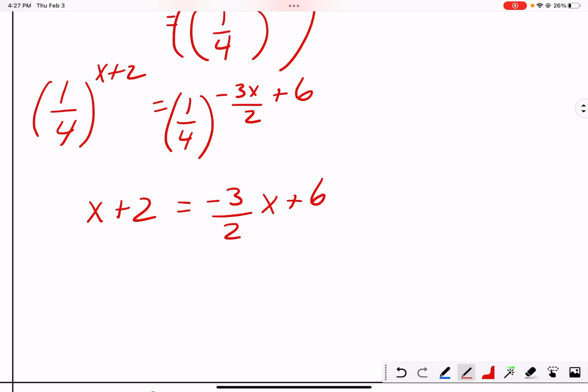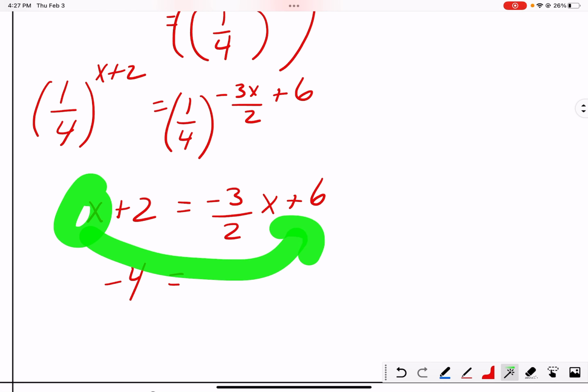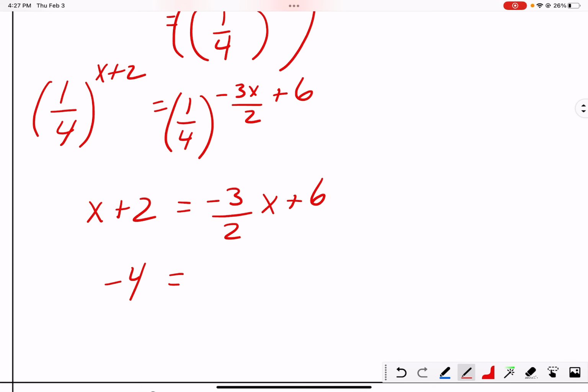So I'm going to move over the 6. So what do you get? Negative 4 on this side. I got to move over this x right here. But we got to add the fractions. So it's like 2 over 2. So you got to subtract that. So is that negative 5 over 2? That's promising. Yeah, I think it works.